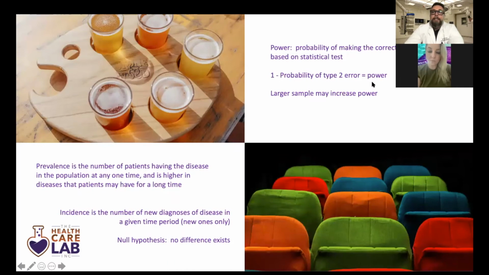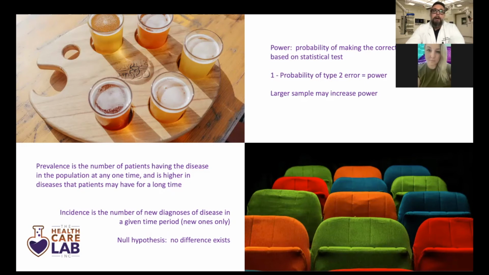A couple other things that we said we'd get back to later, and here they are. One is power. Power is the probability of making the correct conclusion based on a statistical test. It's very easy to design a study that is underpowered and won't show a difference. No surprise. If you don't have enough power to determine a conclusion, you can easily design a study that will find no difference. It's very easy to intentionally or unintentionally build a study like that. So 1 minus the probability of a type 2 error, or a beta error, is power.